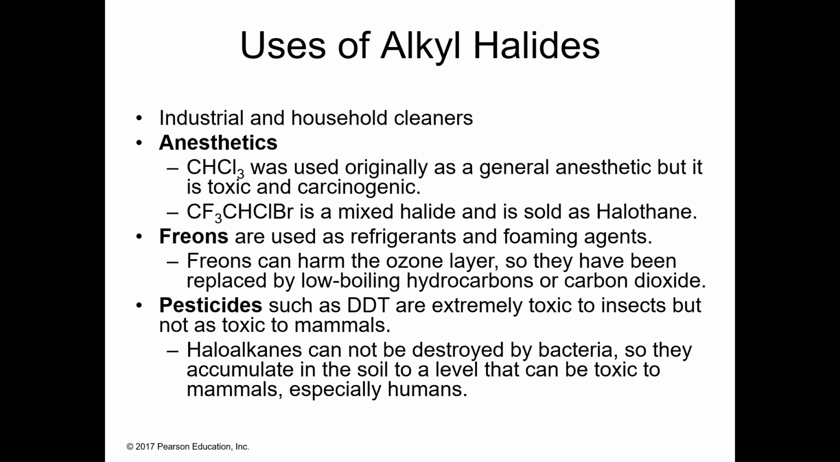Pesticides such as DDT, which contains chlorine, are extremely toxic to insects. Not as toxic to mammals, but they do persist in the environment, and they do undergo biomagnification, so that predators at the top of the food chain tend to have high accumulations of these pesticides, such as DDT. And so the use of DDT has been very heavily restricted.